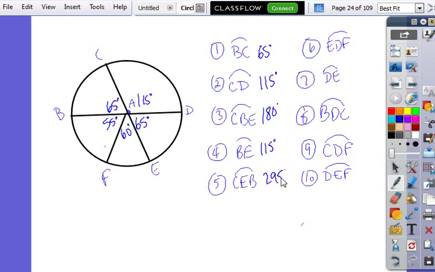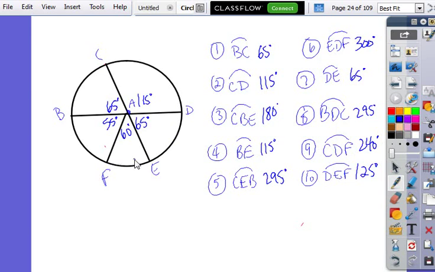EDF would be the 300 because I don't need that 60 down at the bottom. DE, 65, matches the central. BDC, 295, everything except that 65 right here. CDF, 240. And then DEF, 125 because I'm adding up the 65 and the 60 right there.